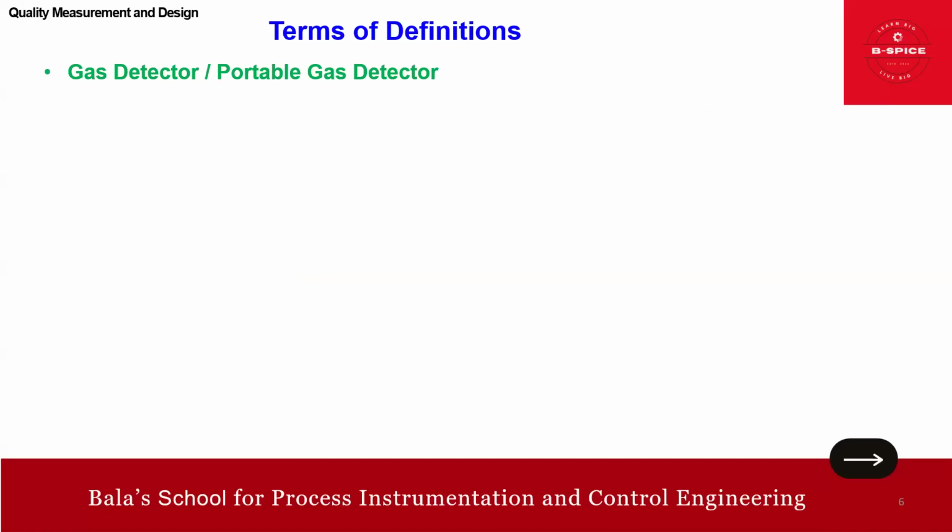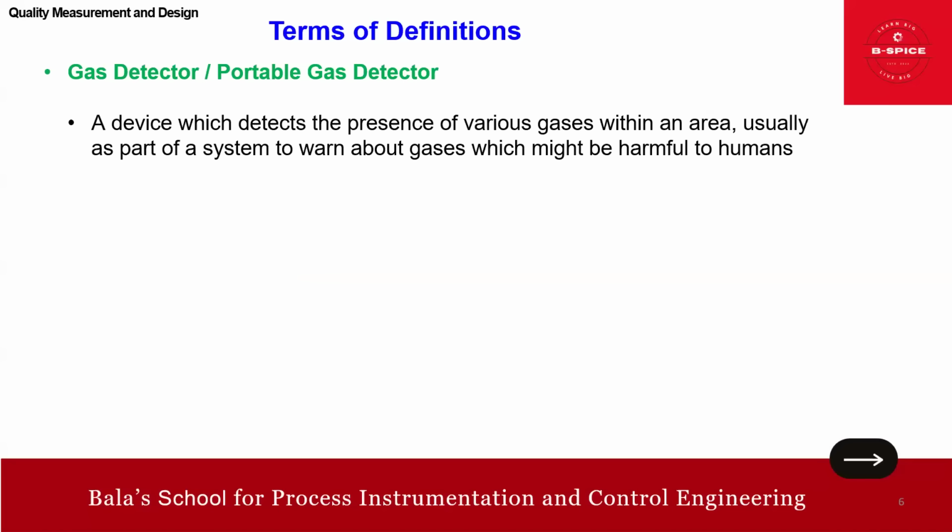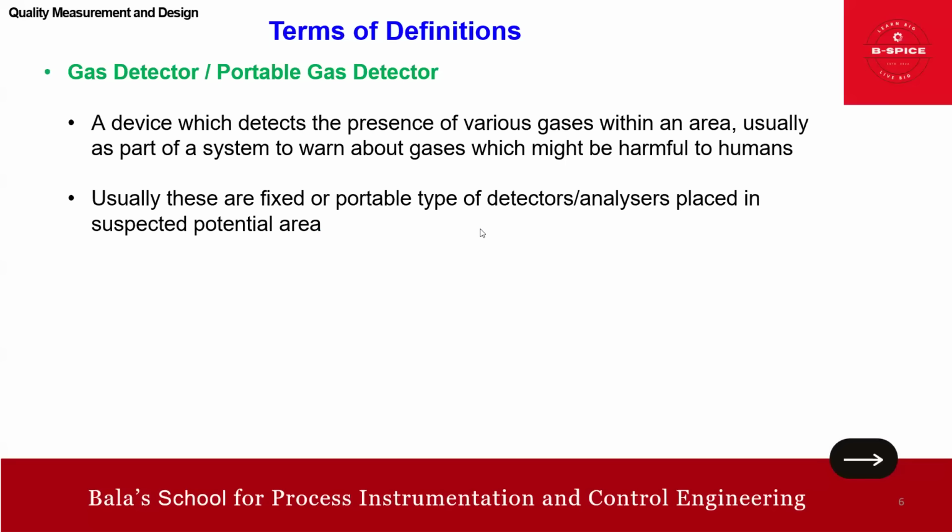Okay. Now, gas detector and portable gas detector. Basically, it is a device which detects the presence of various gases within an area, usually as part of a system, to warn about gases which might be harmful to humans. That is the point here. So it detects the presence of various gases within an area. Usually these are fixed or portable, placed in a suspected potential area.